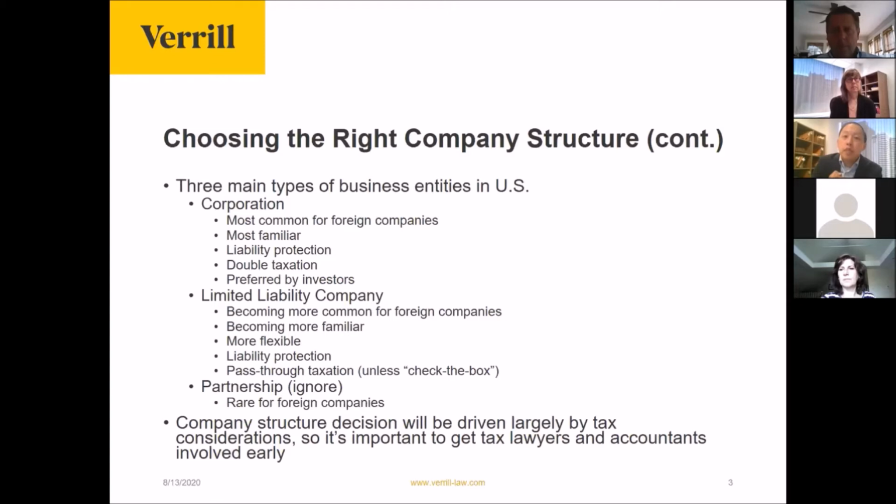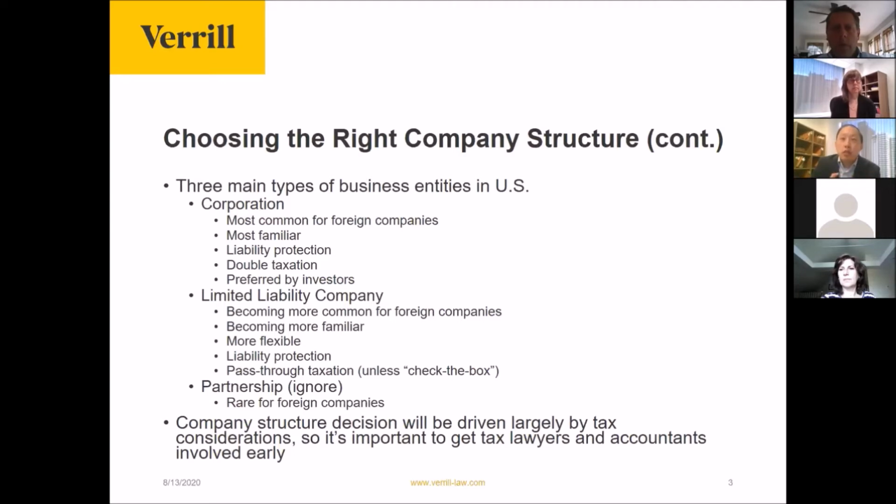So one wrinkle to all of this is that an LLC can elect to be taxed as a C Corp. It's known as checking the box, because there's literally a form that you fill out where you check the box and say you want to be taxed as a C Corp. So when I said earlier that 90% of the time I form corporations for foreign companies, the other 10% of the time, basically I form LLCs taxed as corporations.